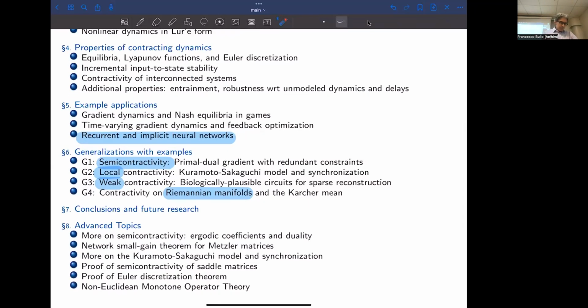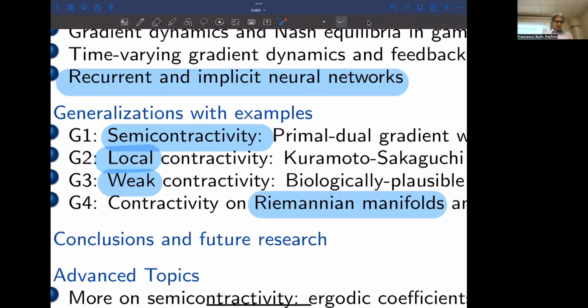All right, so there are two other generalizations that I want to briefly discuss in the remaining time. One is weak contractivity, which other people call non-expansiveness, and maybe I should switch language because I kind of like that too. And then I want to talk a little bit about the Riemannian case.